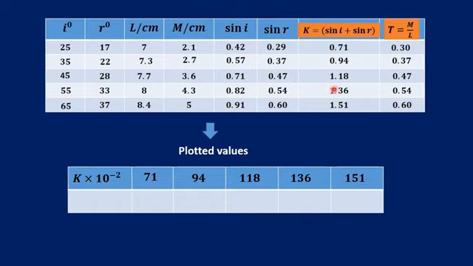For the values of T, we move this point twice, 1, 2, and we have 30 times 10 exponent negative 2. The next value will be 37. The next one, 47. The next one, 54. The next one, 60. All times 10 exponent negative 2. So the values are now in standard form and they can be easily plotted on the graph.